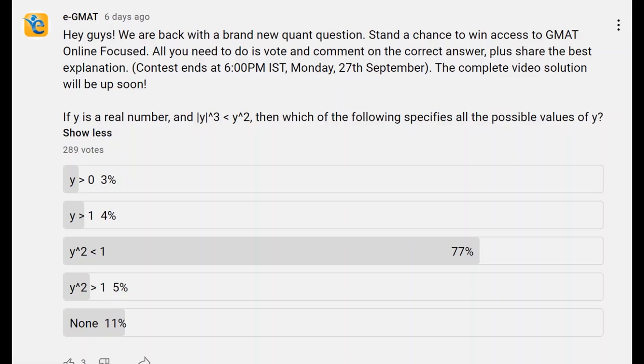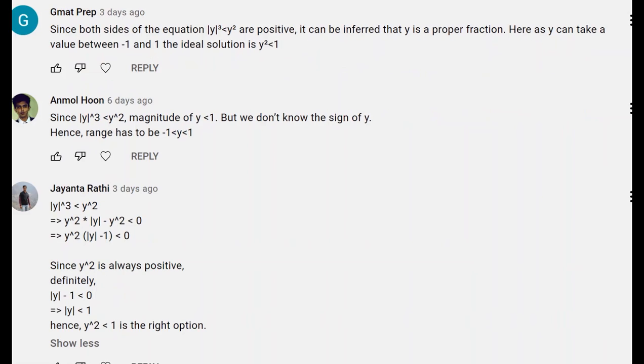Now this is exactly what you'll see in the solutions also, in the comments that I show you. Once I show you that and I announce the winner, we will all go together onto seeing the actual complete solution for this question. Let's start with the comments first. As you see here in the first three comments also, the final answer that people have come up with is y being between -1 and 1, and therefore y squared being less than 1.